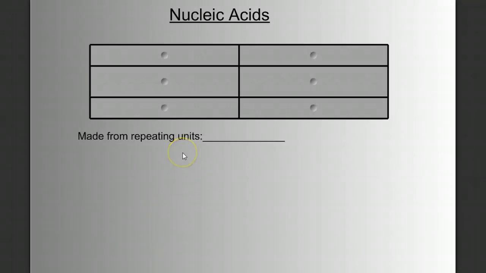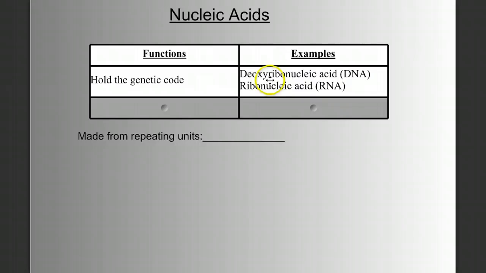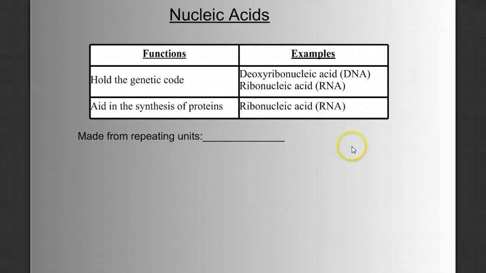We can assume that they reside mostly in the nucleus, thus the name nucleic acids, but let's look at the functions and examples. Well, nucleic acids hold the genetic code, talking about deoxyribonucleic acid and ribonucleic acid, or DNA and RNA. They also play a role in aiding in the synthesis of proteins. Specifically, the ribonucleic acid, or the RNA, will have a bigger job in that.